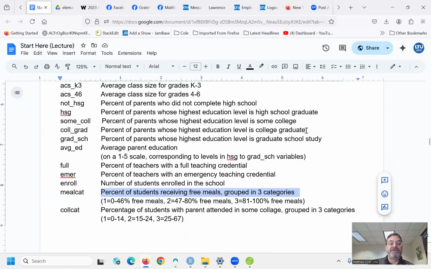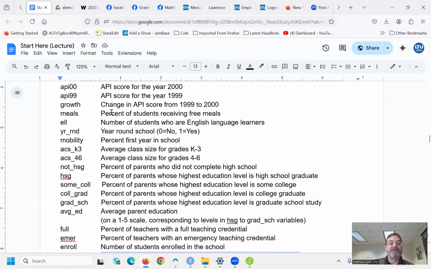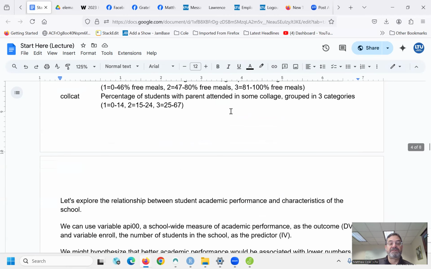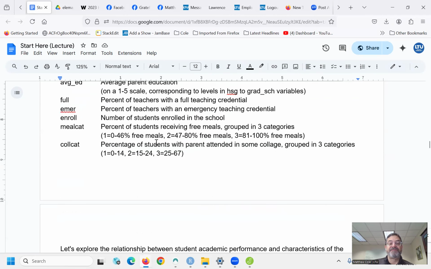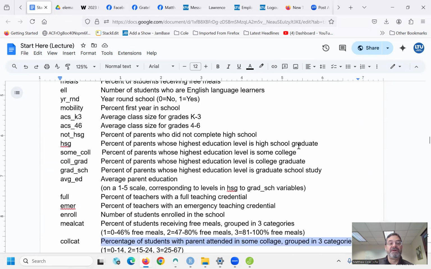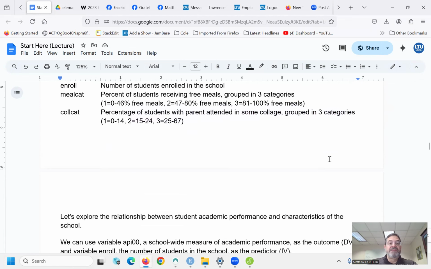So it looks like that's going to be meals up here, categorized already for us. And then percent of students with parent attended some college. So I guess that is this one, some college. Okay. That's our data. Come over to here.